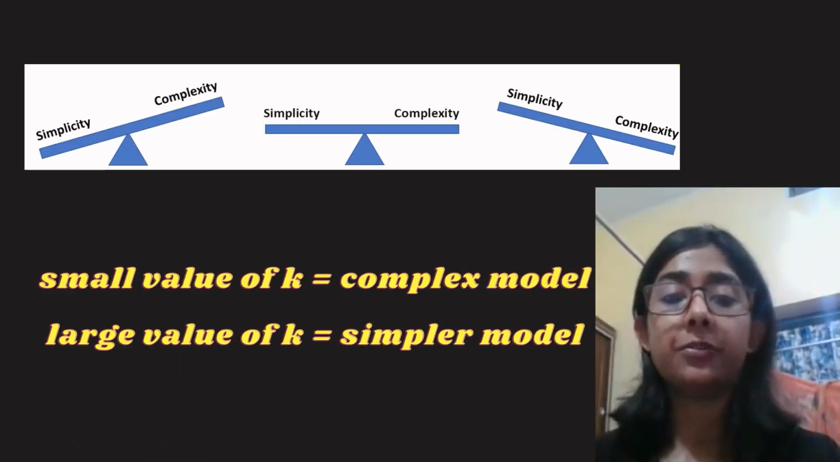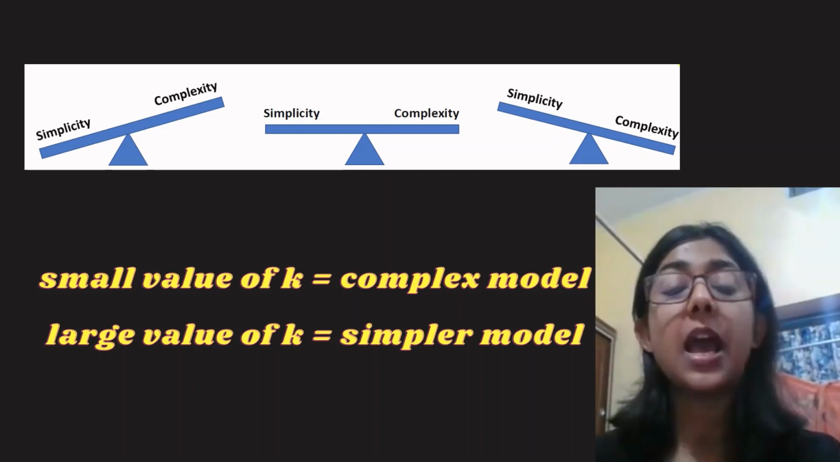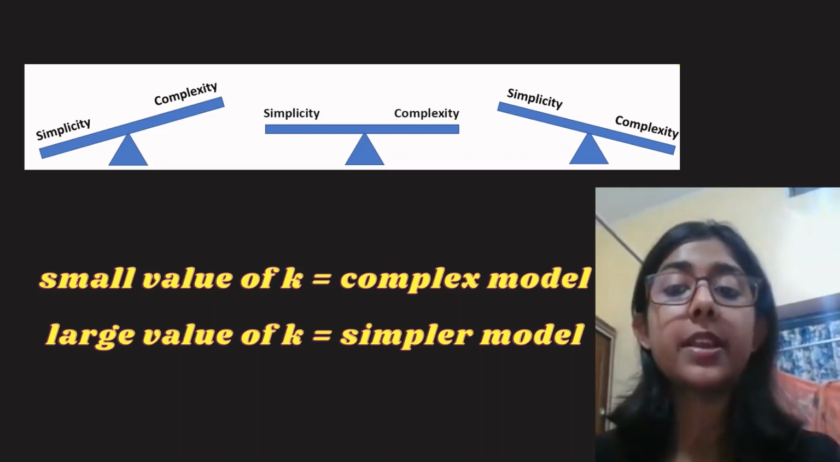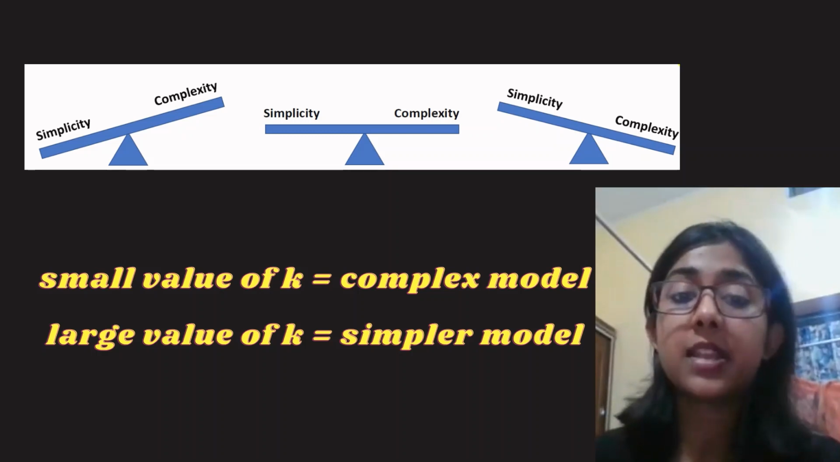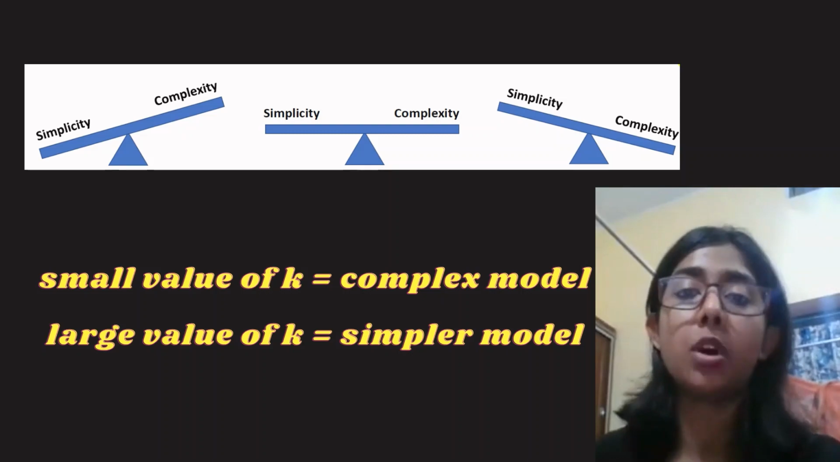A small value of k, for example, taking k equals 1 or 2, has low bias and gives high variance, which is associated with more complex models, whereas a large k value has high bias and low variance, which is associated with simpler models.